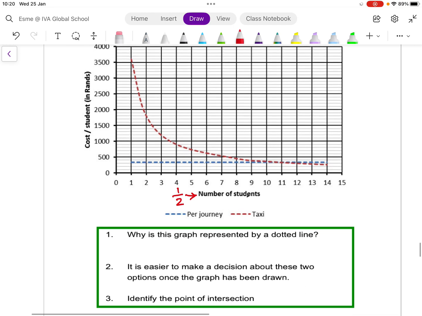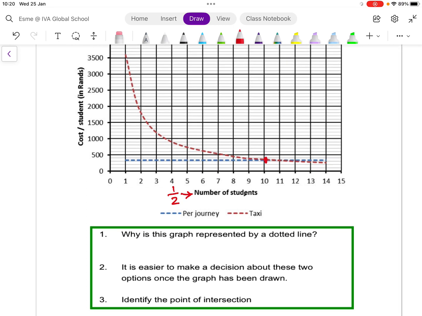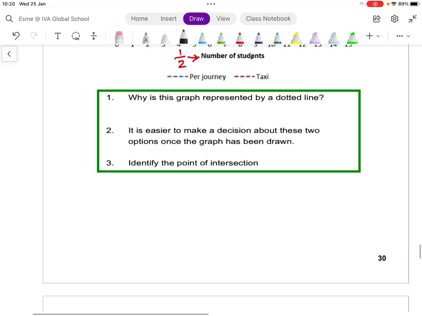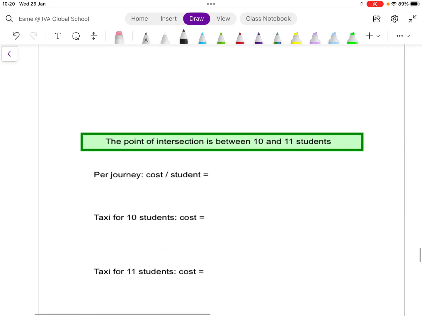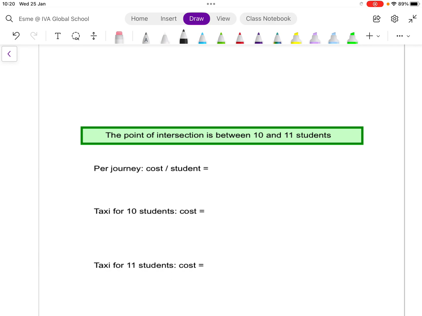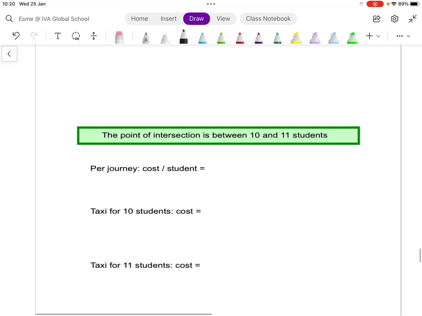It is easier to make a decision about these two options once the graph has been drawn. Right, again, I'm going to say it's between 10 and 11. So in a test, anywhere between there, if you show me your break-even point and you label it A, you will get your marks. That is the point of intersection. Right, the point of intersection, as we said, lies between 10 and 11 students.